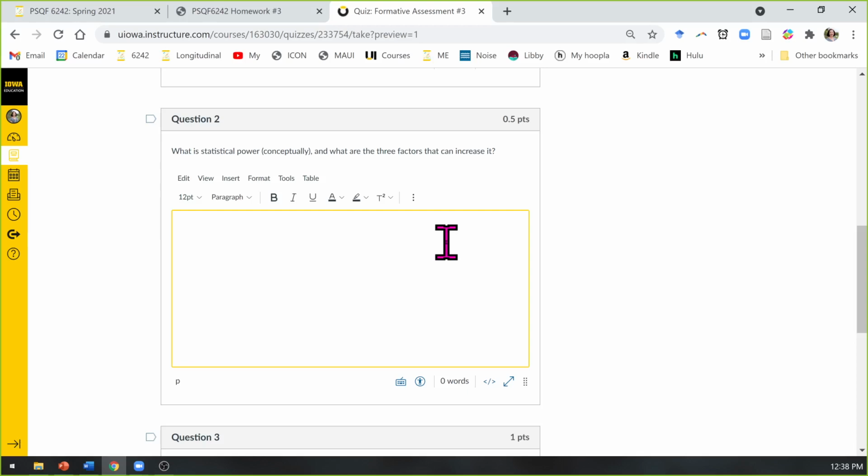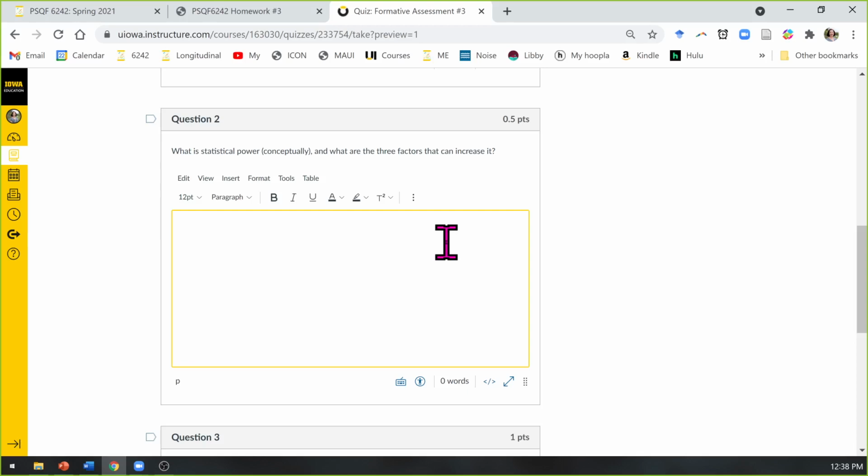Yes, very well said. The probability of finding it if it's there is the way that I conceptualize that. But yeah, the probability of rejecting the null hypothesis at a given effect size is your power, and then 1 minus that is your type 2 error.